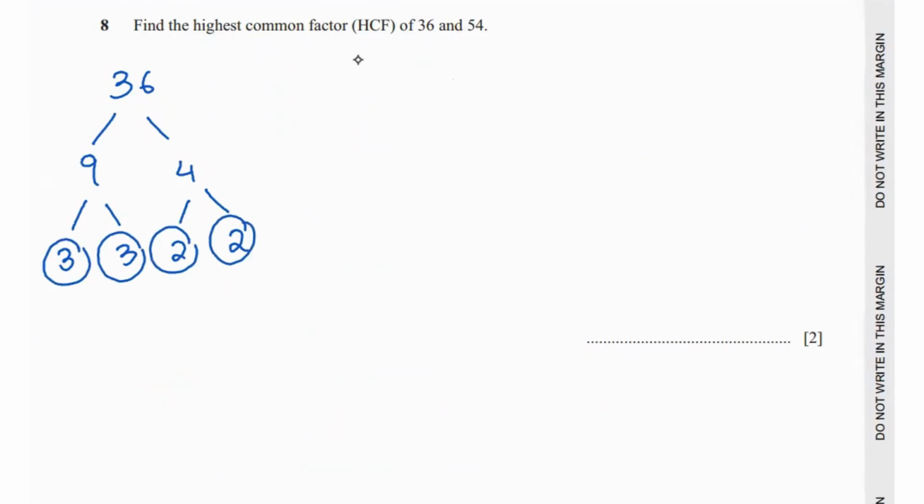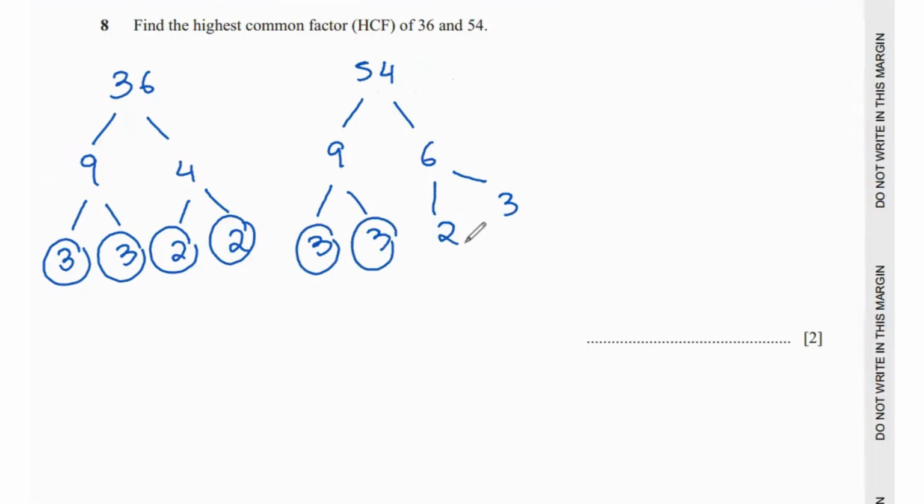Now let's make the same factor tree for 54. 54 is 9 times 6. 9 is again 3 times 3, and 6 is 3 times 2. We can see that the common numbers are 3, another 3, a 2, and that's it. So HCF is 3 times 3 times 2.